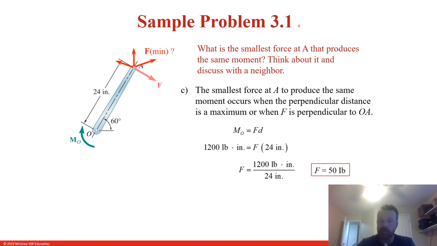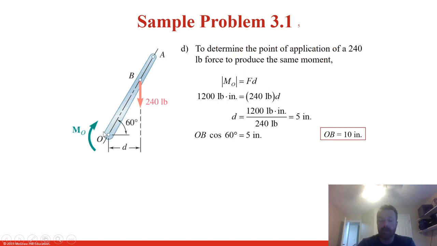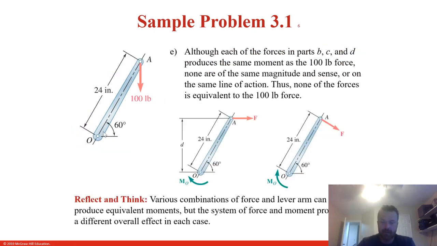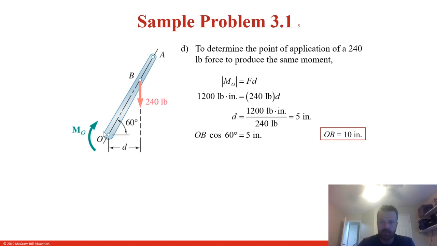But the thing to note is, in order to do that, you have to align the line of action of this force perpendicular to the actual lever itself. And that's all that it's showing you there. You can draw a diagram in front of you and see how that would orient in the XY plane. So, what is the smallest force at A that produces the same moment? We already talked about that one. That's the one we just did.